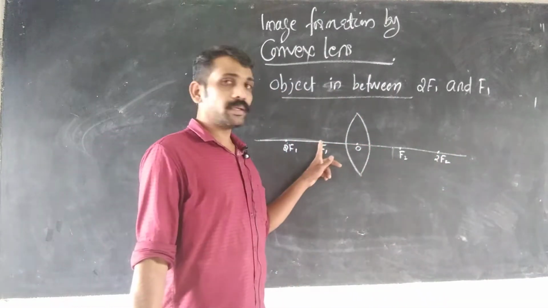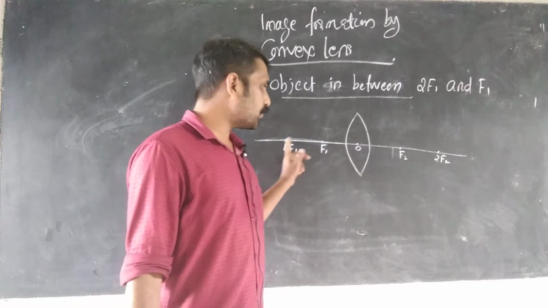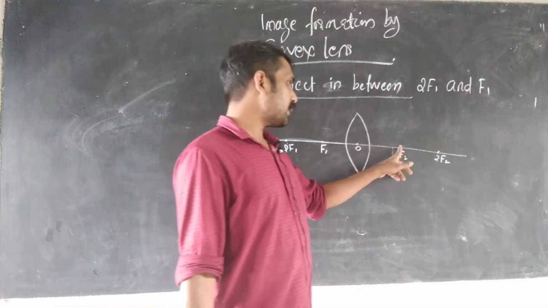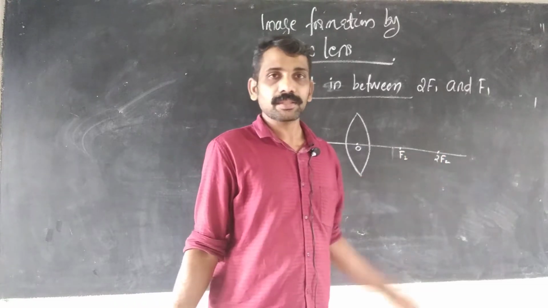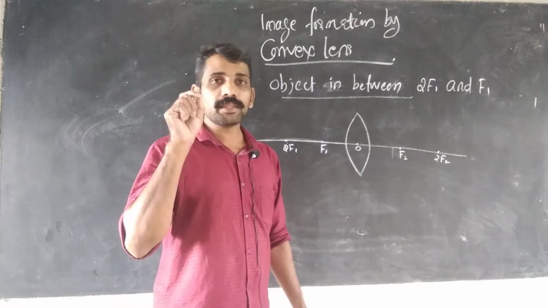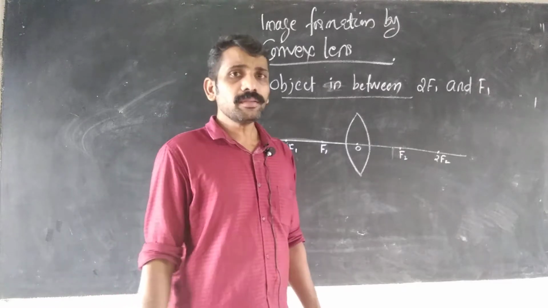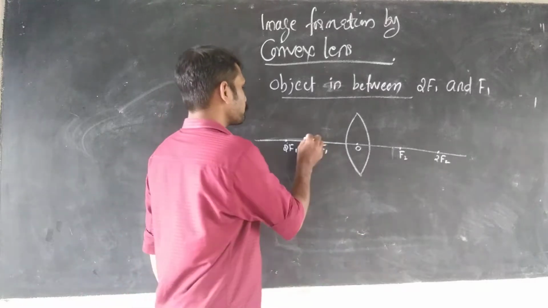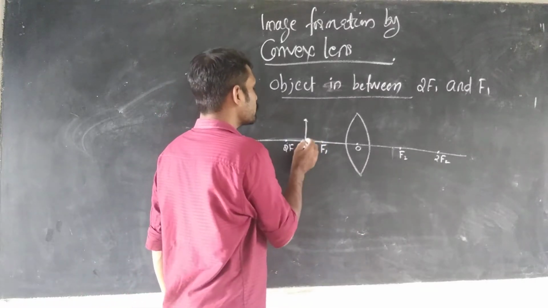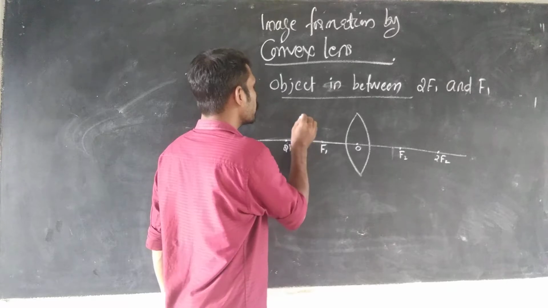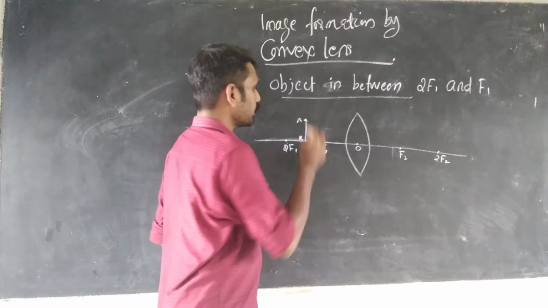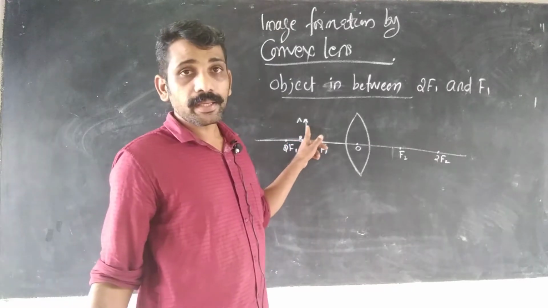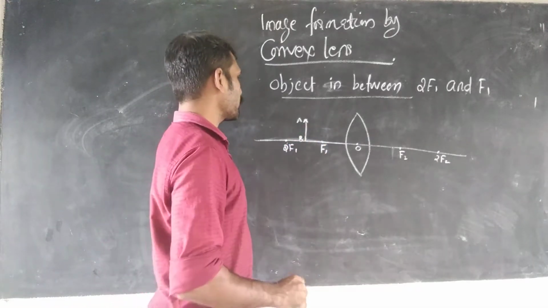So this is F1 and this is 2F1, and this point is the optical center, and this is F2 and this is 2F2. Here the object is placed in between 2F1 and F1, okay. So this is the object AB. A is the head and B is the leg.